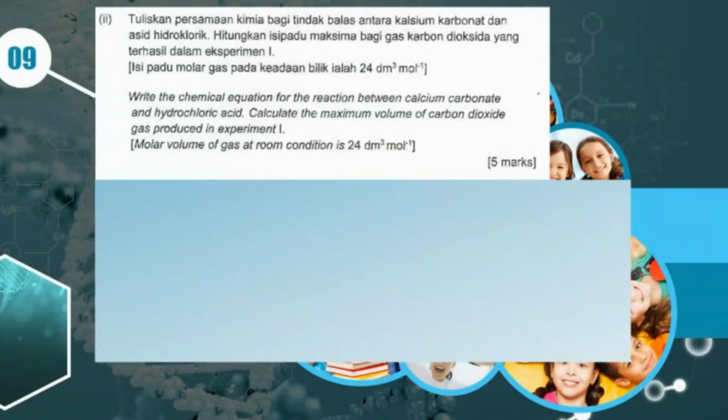Okay, now write the chemical equation. Just now I wrote already. Calculate the maximum volume of carbon dioxide gas produced in experiment one. So 5 marks. Chemical equation will be 2 marks. Calculation 3 marks. So I would like you to try this question. Just now I explained already. So you try to do this one. Okay, I give you 5 minutes.